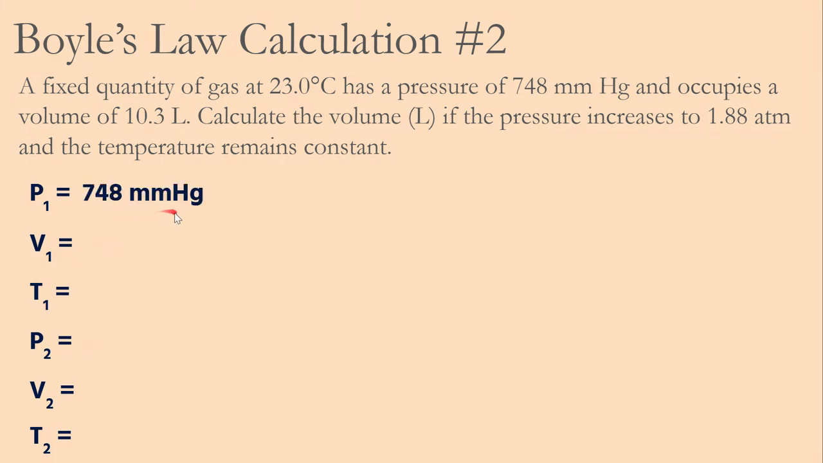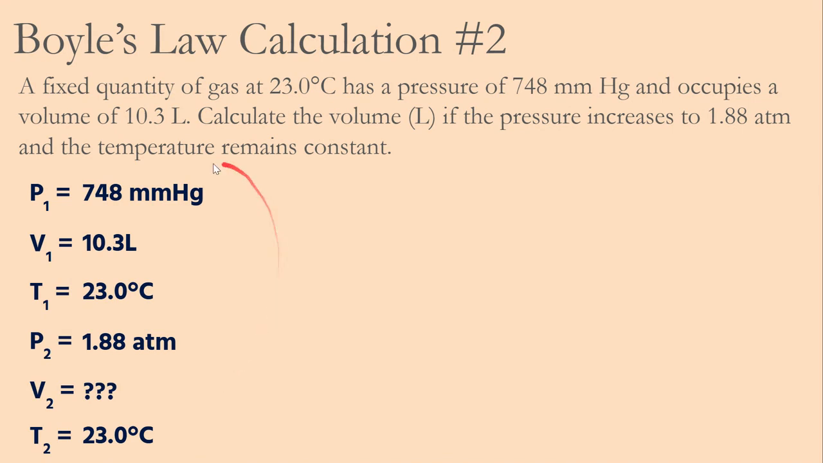We know the initial pressure is 748 millimeters of mercury. The initial volume is 10.3 liters. And the initial temperature is 23.0 degrees Celsius. The final pressure is 1.88 atmospheres. The final volume, we don't know. That's what we're looking for. And that final temperature is also 23.0 degrees Celsius. It didn't change. It said the temperature remains constant.